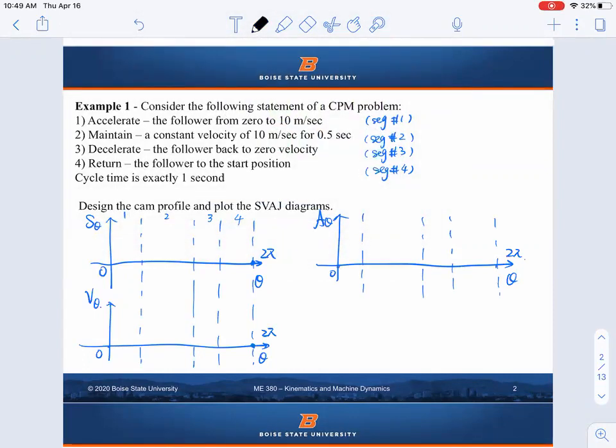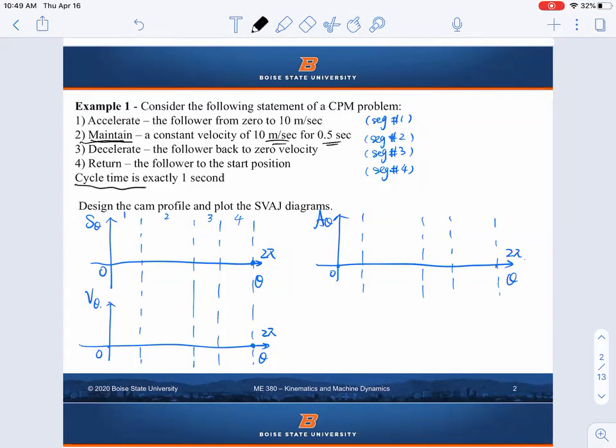The information that we have the most understanding of is the second segment. So we start from there. In that segment, we have a constant speed of 10 meters per second for 0.5 seconds. So everything is given in time domain, as I mentioned before. That's the design requirement. But in order to plot everything in theta, we have to convert time to theta.